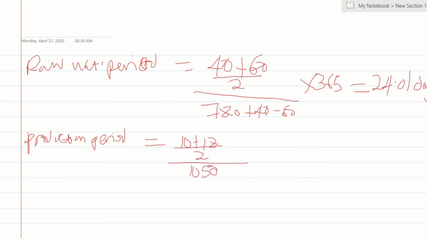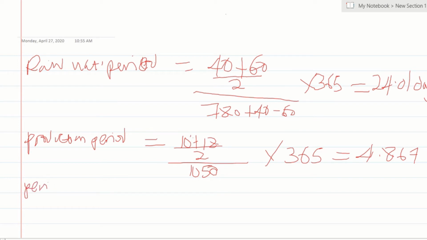1050. What is 1050? 1050 is the production cost. We use the production cost. Opening stock of work in progress, 10. Closing stock of work in progress, 18, divided by 2 to get the average. Then you multiply this by 365. And this will give you, confirm using your calculator, 4.867 days.